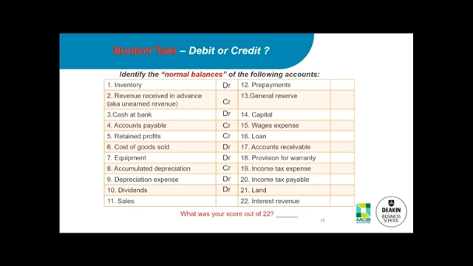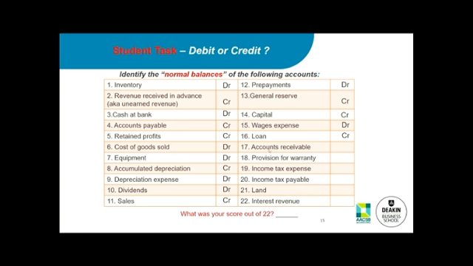Sales, revenue, so that's a credit. Number 12, prepayments are assets, so they're debits. The general reserve is part of owner's equity, so it should be a credit. Capital, also a credit. Wages is a debit. The loan is a liability, so that's a credit.